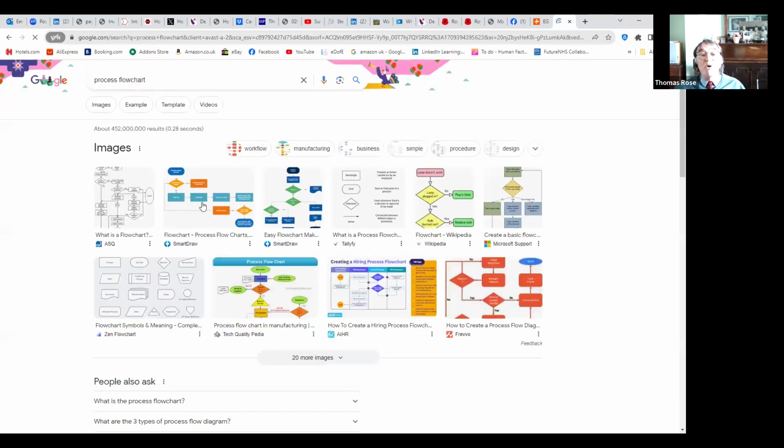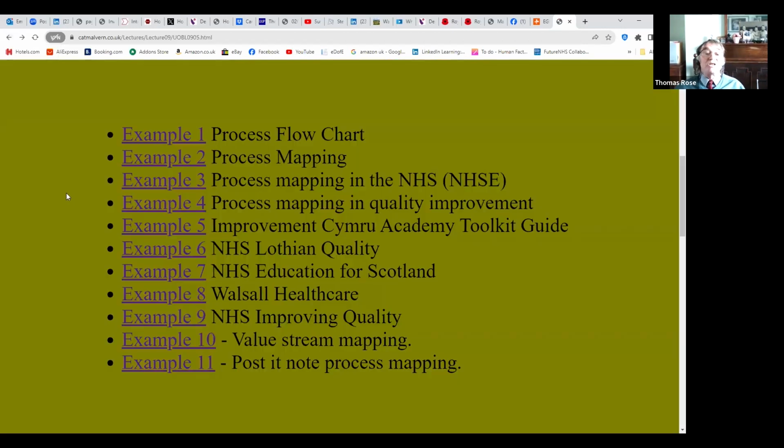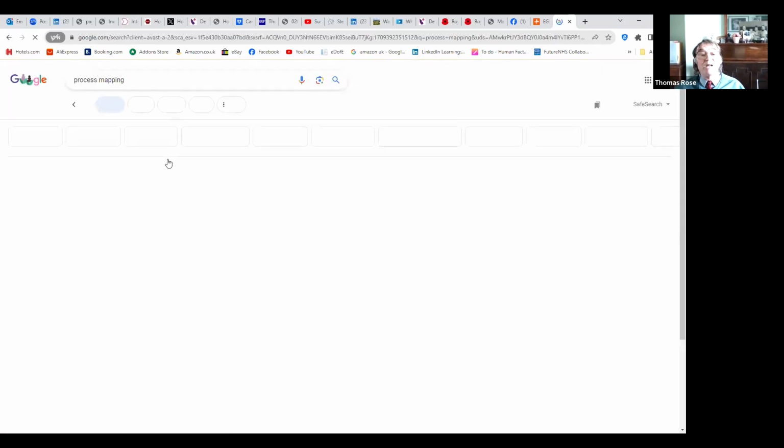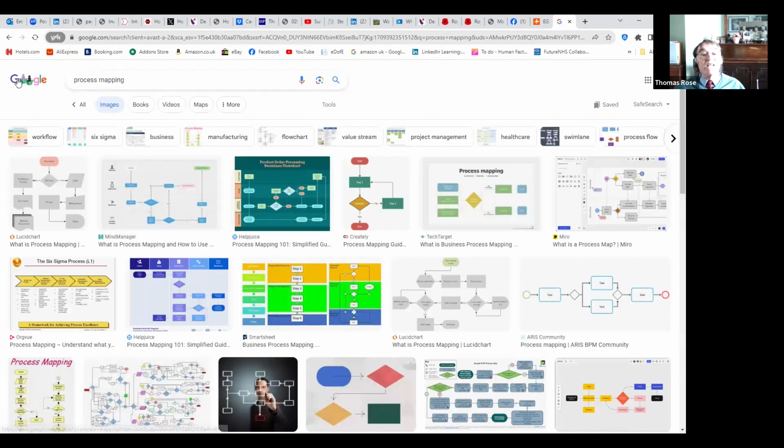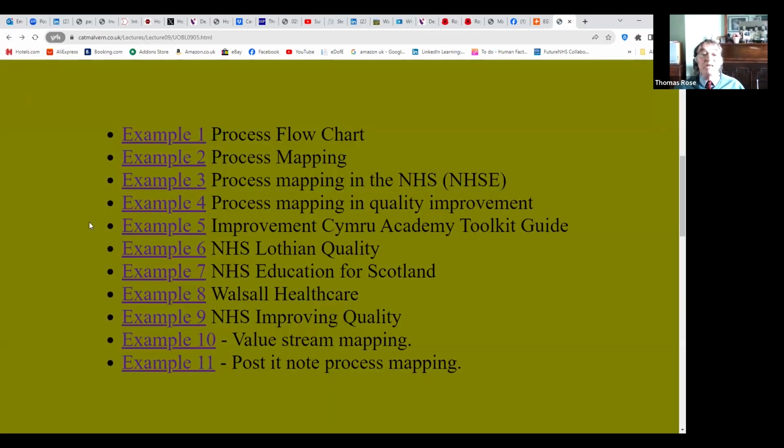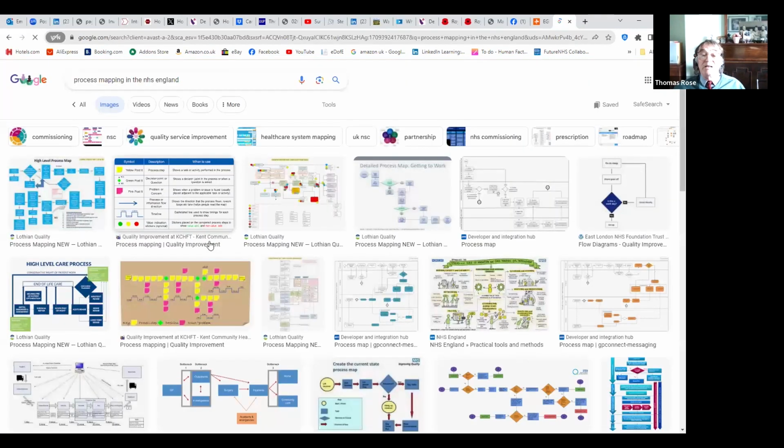I'm not going to go through all of these, but if you Google it, this is what you get, all of these pretty little diagrams. And don't forget that a process is a set of sequential activities. It's difficult looking at some of these to identify a single flow, a set of sequential activities. But this is what we're told is process mapping. And there's a nice one.